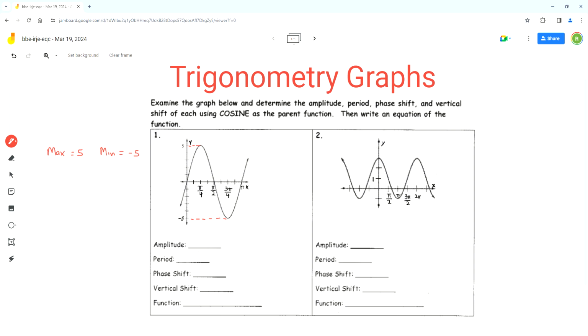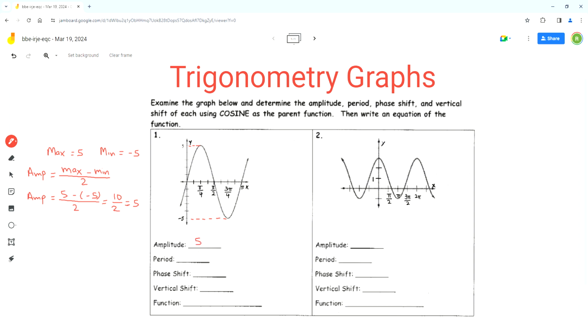So now we can calculate the amplitude using the formula for amplitude, and the formula for amplitude is maximum value minus the minimum value divided by 2. So now we can sub in these values. So 5 minus negative 5 over 2, so 5 minus negative 5 is equal to 10. So 10 over 2, which is equal to 5. So that's the amplitude of this function. So the amplitude is 5.